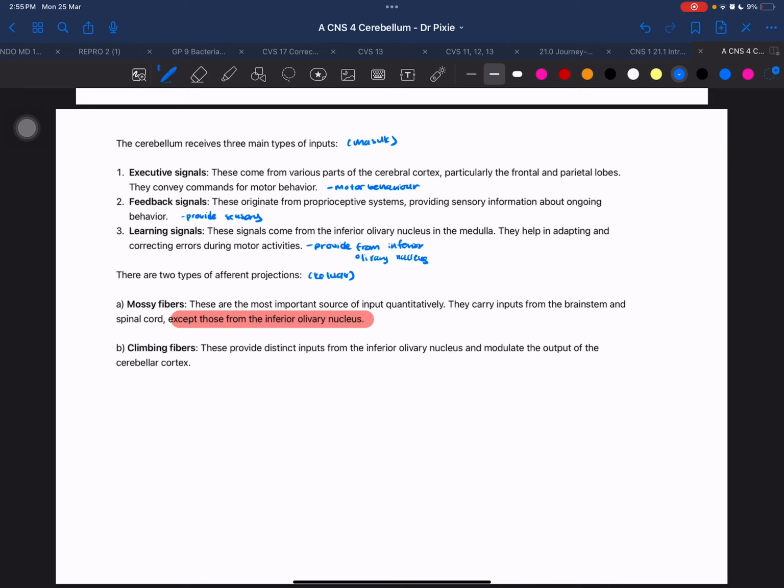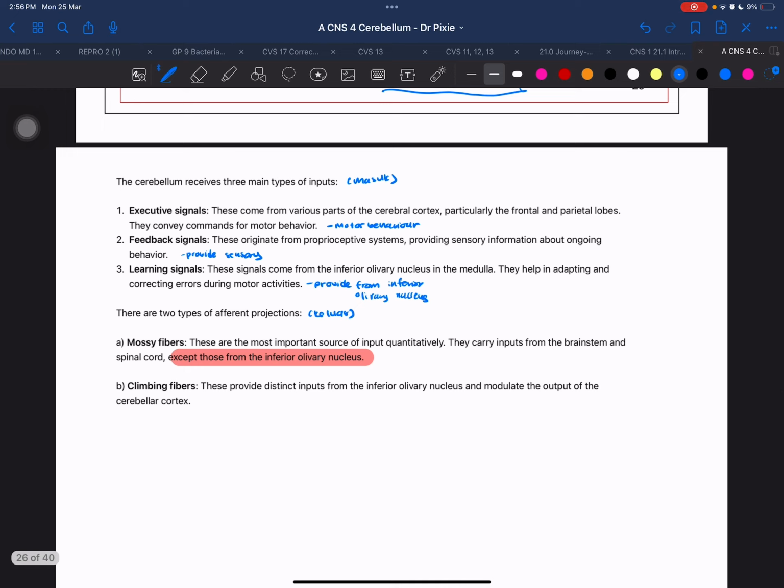Dentate. Don't eat greasy food, right? Dentate, emboliform, globose, fastigial. The whole cerebellum receives two fibers only, mossy fibers and climbing fibers. Mossy fibers are the most in number and also most important because they receive the fibers from the brainstem here.